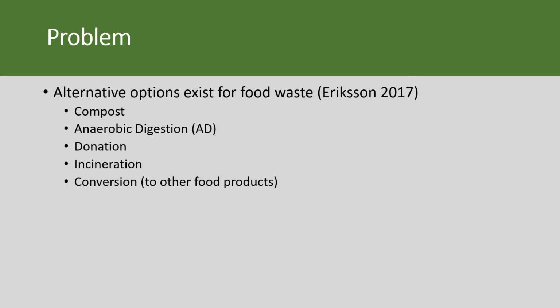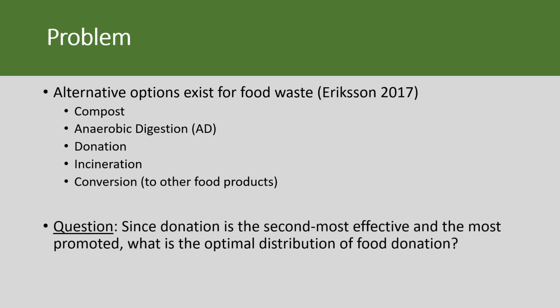Now to the problem. So we know that alternative options exist for food waste, such as composting, anaerobic digestion, donation, incineration, and conversion to other food products. However, since donation is the second most effective and second most promoted option, what is the optimal distribution for food donation?